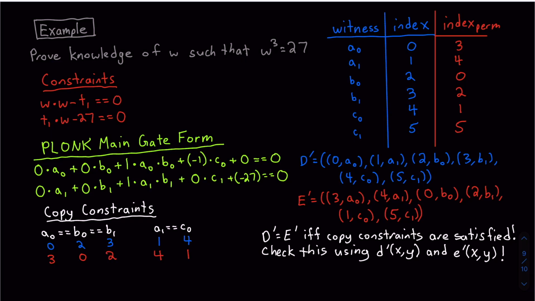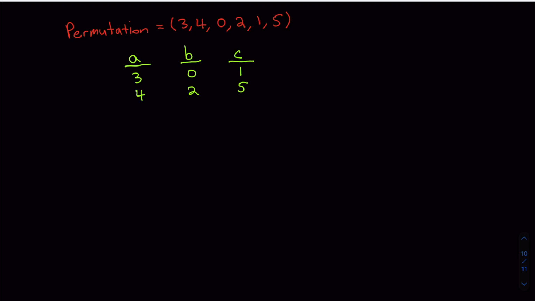Let's see how to create the permutation polynomials for our example. Our prescribed permutation is 3, 4, 0, 2, 1, 5. We interpolate separate polynomials for the a's, the b's, and the c's. Since we have only 2 rows in this example, we use x equals 0 for the first row and x equals 1 for the second row as our evaluation points. Then we get SA of x, the polynomial which equals 3 at x equals 0 and 4 at x equals 1. SB of x, which equals 0 at x equals 0 and 2 at x equals 1. And SC of x, which equals 1 at x equals 0 and 5 at x equals 1.